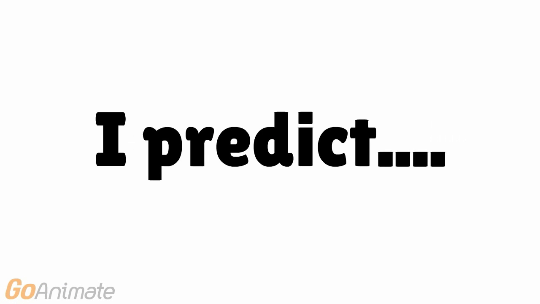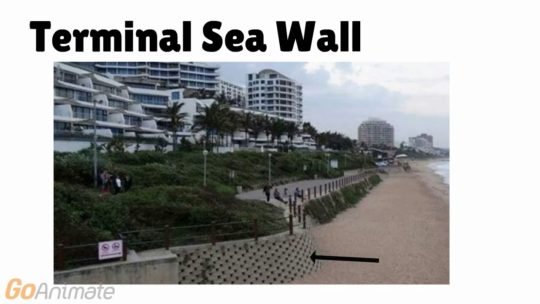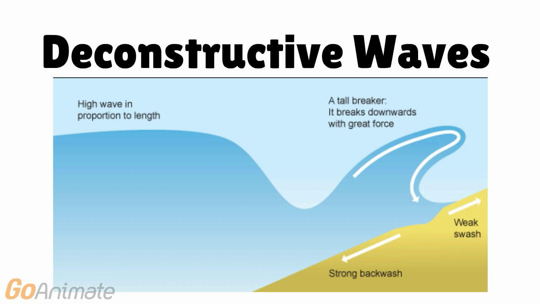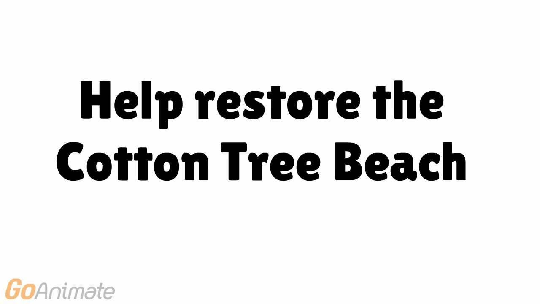Hypothesis. I predict a terminal seawall can help reduce the impact of deconstructive waves, slow erosion, and restore the Cotton Tree Beach coastline in the long term.